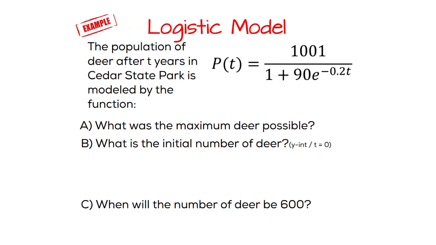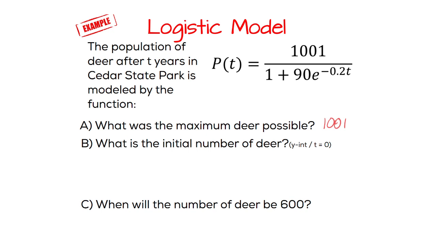So let's start with an example where we actually know the logistic model. This is a model that represents the population of deer after t years in this state park. And so I have 3 questions for us. The first question is, what was the maximum number of deer possible? Well, hopefully you remembered what I just got done saying. It's the C value. It's up on top. So the maximum number is 1,001. That's all that the park can hold.